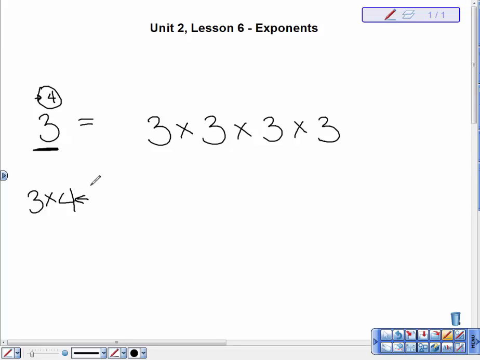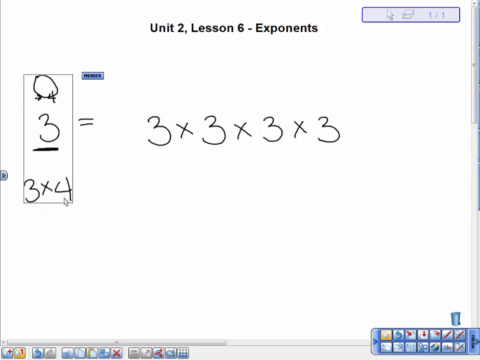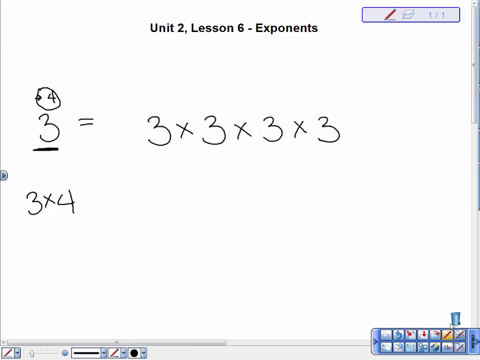The only time it's an exponent is when we take it and put it right on top of itself and then make it smaller. So if I moved it up here, it made it tiny. So it looks kind of like it's sitting on the shoulder of the 3. That's an exponent. Now, when we have an exponent, we're multiplying the same number by itself. So I have 3 4 times. 3 times 3 times 3 times 3.